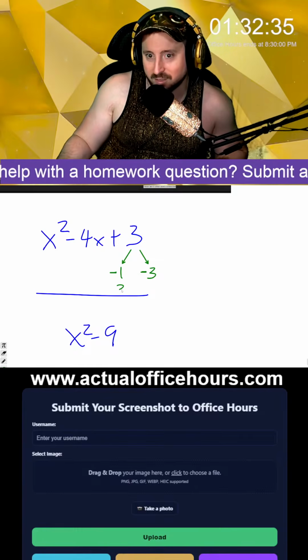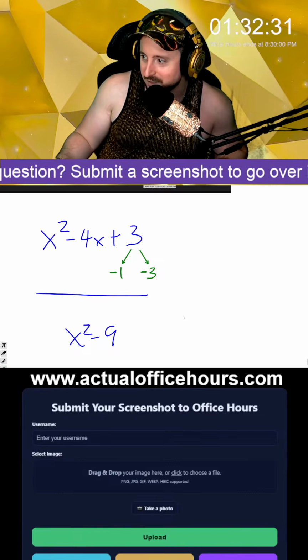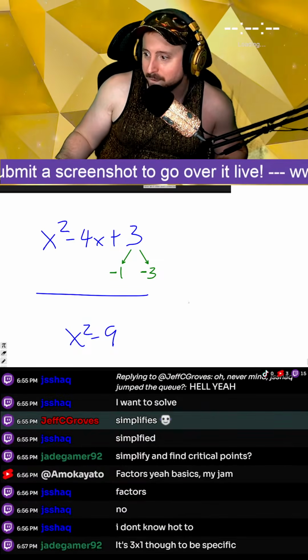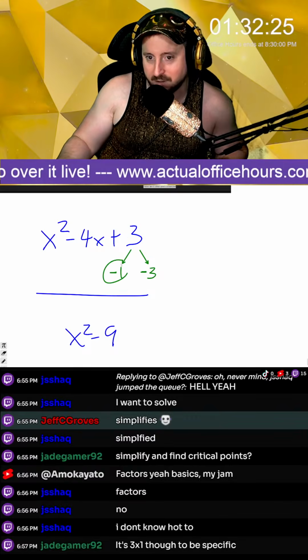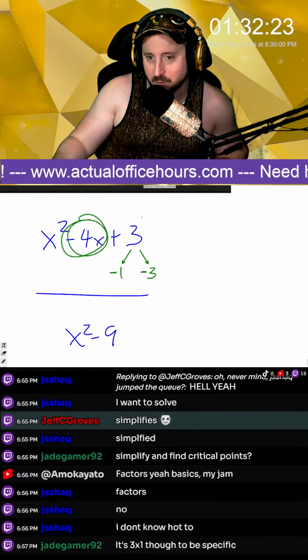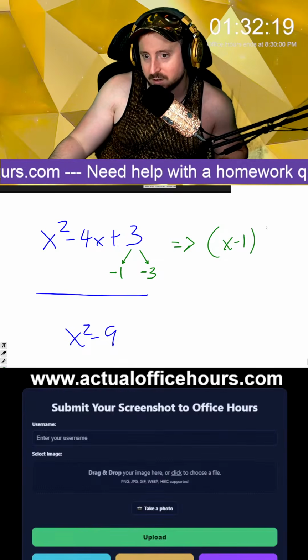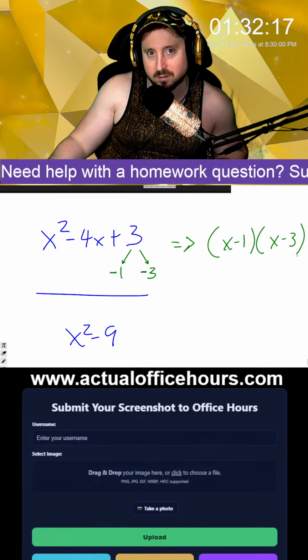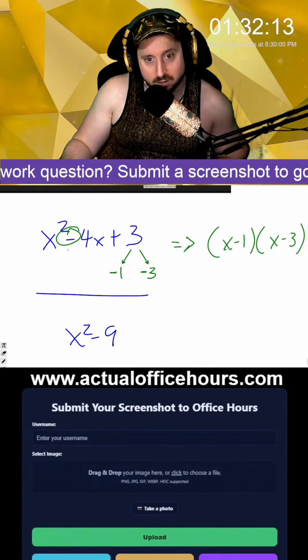3 and 1 is also technically a pair, but it's symmetric. So negative 1 times negative 3 gets you positive 3, and negative 1 plus negative 3 gets you negative 4. That tells you right away you can write this as x minus 1, x minus 3, because the 4 has a negative. Okay.